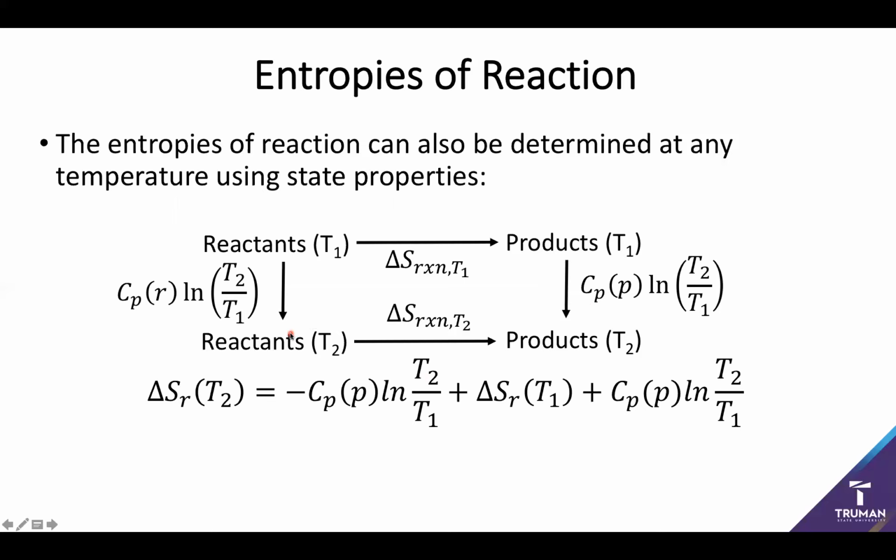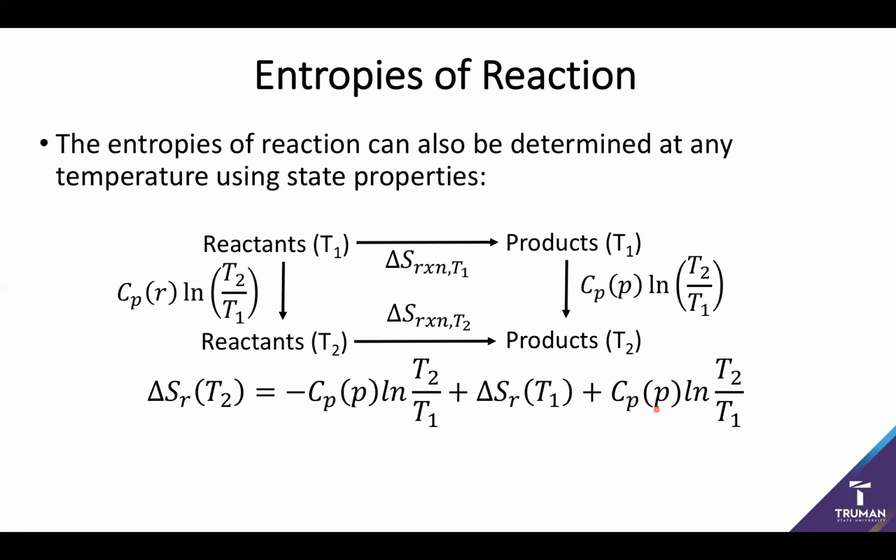So I need to inverse this first step because I'm going from reactants at T2 to T1, and then the entropy of reaction at my old temperature, and then essentially heating my products back up. So again, cooling, reaction, heating is going to be the same thing as the reaction at my temperature of interest. Now, let's be honest, this is a little bit messy, so let's think about how we can combine these.